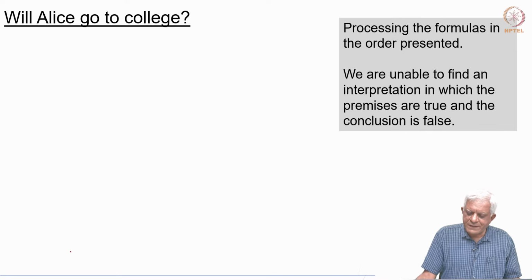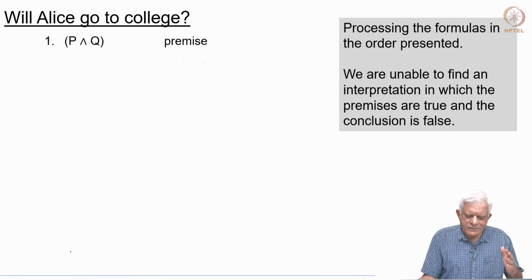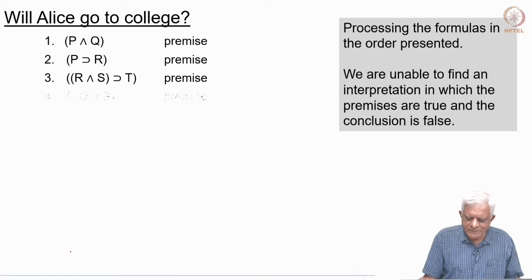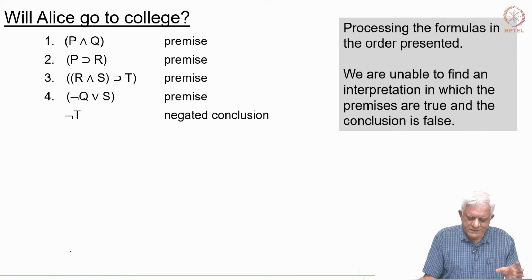Now, let us look at our Alice problem and see how you would solve it using the Tableau method. So, we have the premises. That is a column that we are constructing. We add the negation of the goal to the column, and that is proof by contradiction. Remember, take the negation of the conclusion and add it to this.